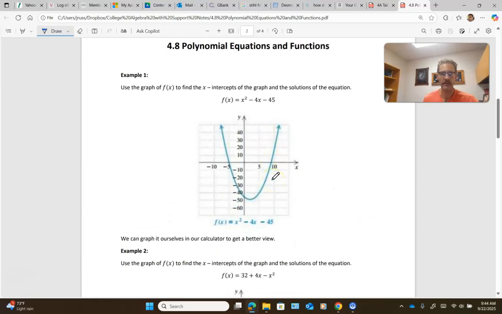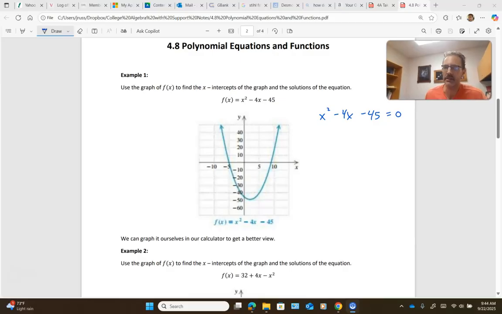Let's look at a couple examples here. It says, use the graph of f of x to find the x-intercepts of the graph and the solutions of the equation. When they say solutions of the equation, they mean the solutions if you take that quadratic function and set it equal to 0. This is tantamount to finding the zeros, or solving this equation, which we've already discussed in section 7.4. This one is factorable. We can also use the quadratic formula.